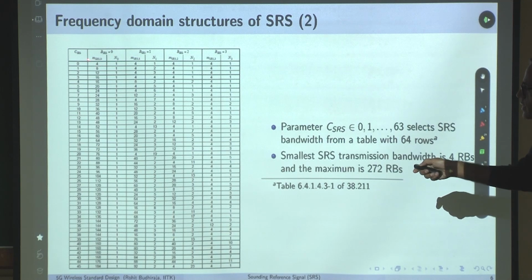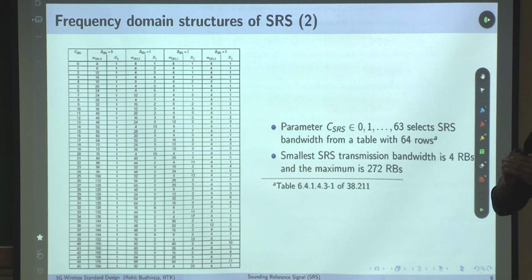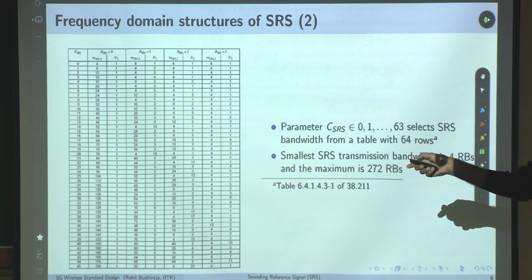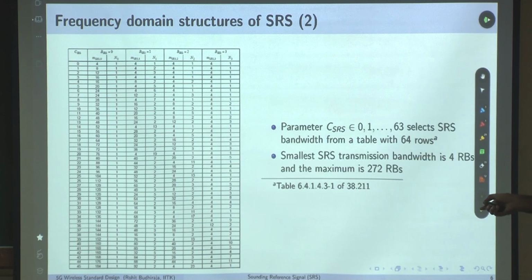Look at this. What did we learn about MSRS 0? This is the part of the bandwidth which needs to be sounded, over which the SRS needs to be transmitted. So the minimum bandwidth over which the SRS can be transmitted is 4. This is the first row, indexed by 0, and the maximum is 272 RBs. So UE can send SRS over 272 RBs in one shot.